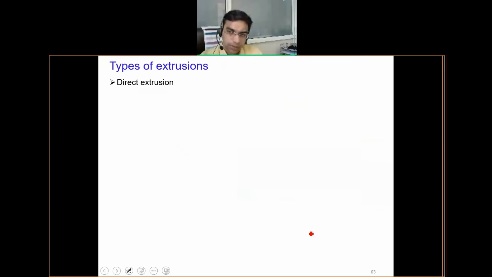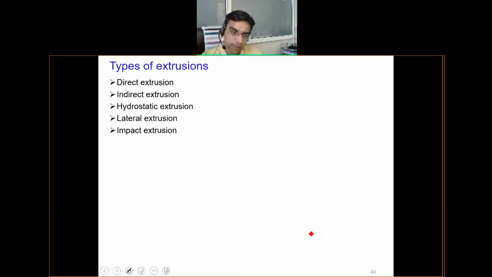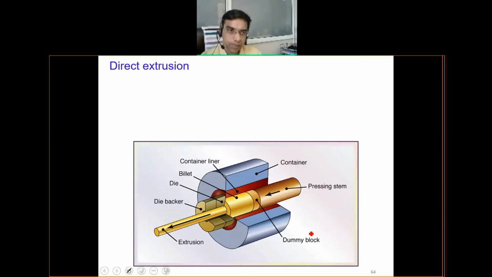Now this extrusion process is of different types, means again we have some variety of variants in this process, which include direct extrusion, indirect extrusion, hydrostatic extrusion, then we have lateral extrusion, and lastly there is impact extrusion. So we will see some more details about each of these variants of the extrusion process. So we start with the direct extrusion process.